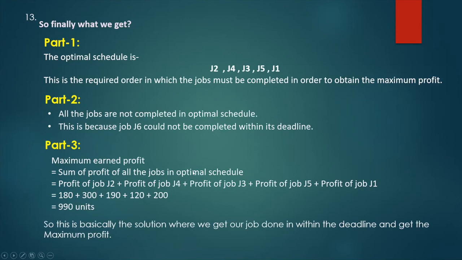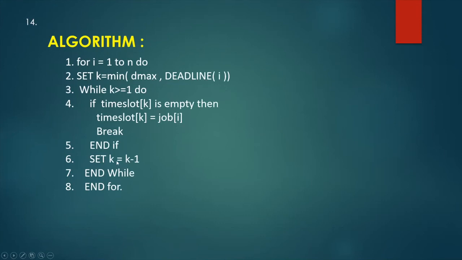So this is basically my job sequence algorithm, and this is the optimal solution, and this is my maximum profit. So let's move to the algorithm part. This is my algorithm. We will run a loop from 1 to n. N is basically the maximum deadline.